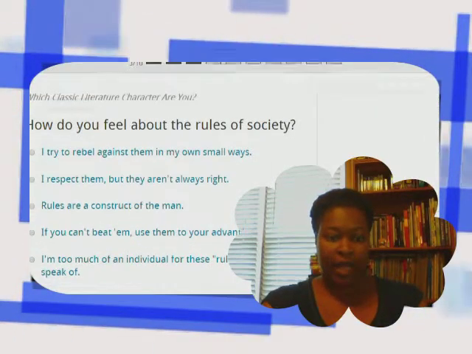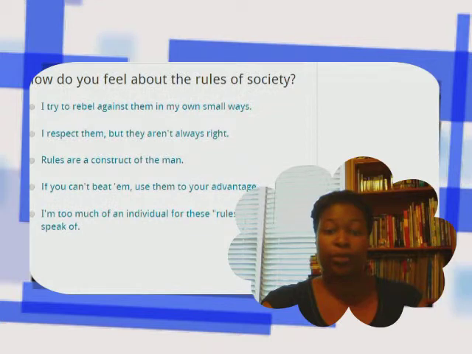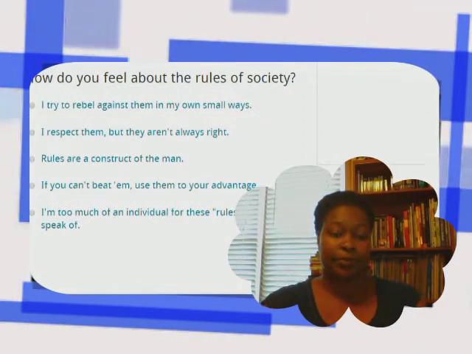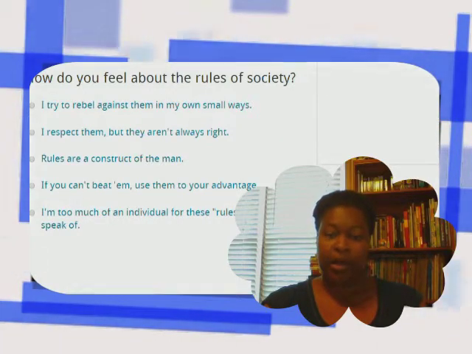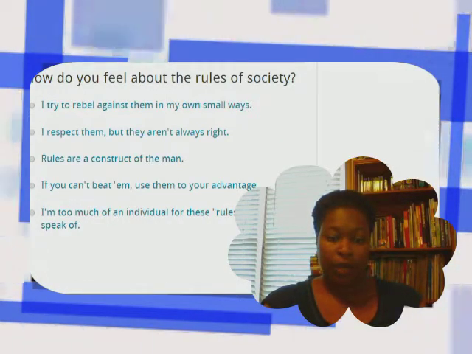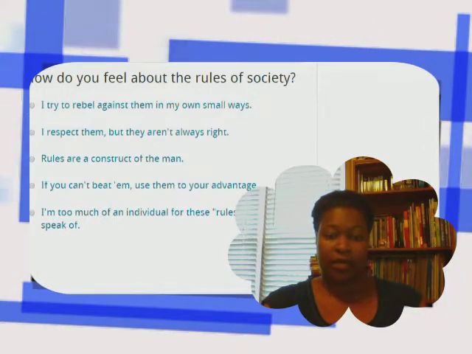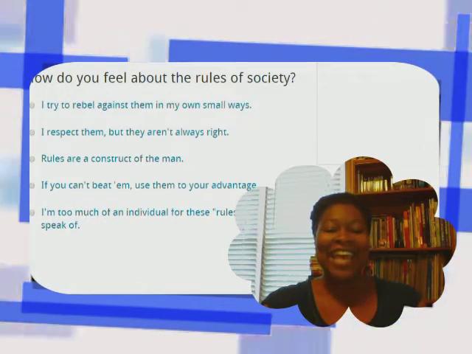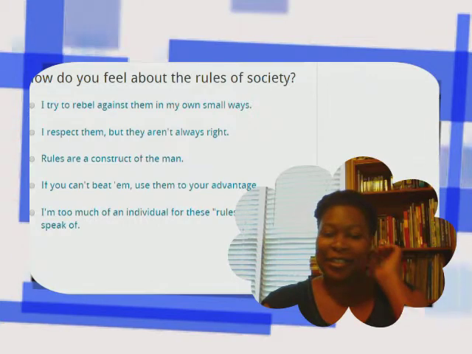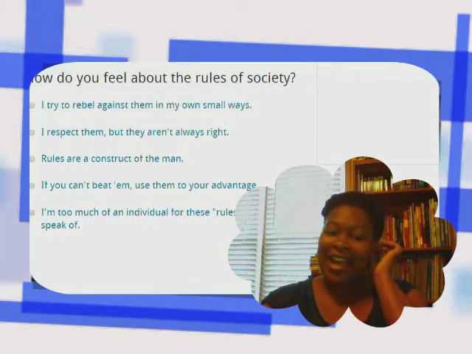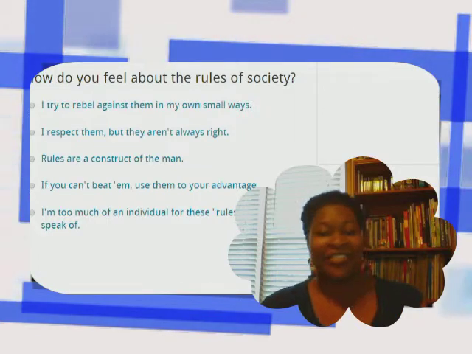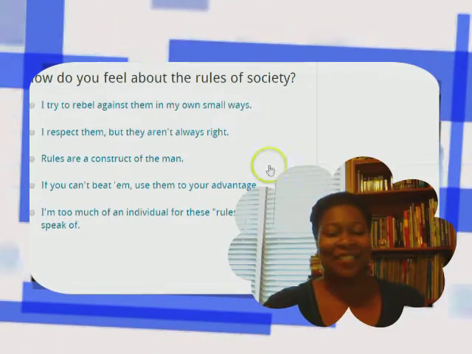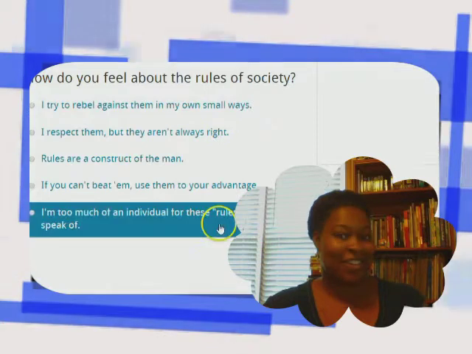Okay. How do you feel about the rules of society? I try to rebel against them in my own small ways. I respect them, but they aren't always right. Rules are a construct of the man. If you can't beat them, use them to your advantage. I'm too much of an individual for these rules you speak of. I love these. All right, so let me make my choice, but I'm not going to show you.